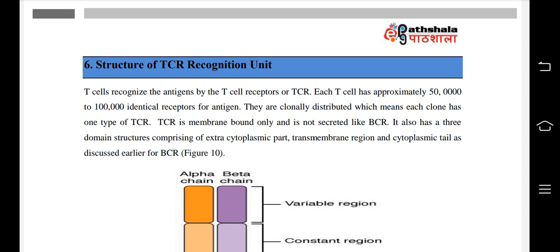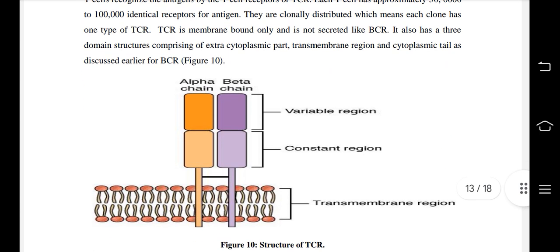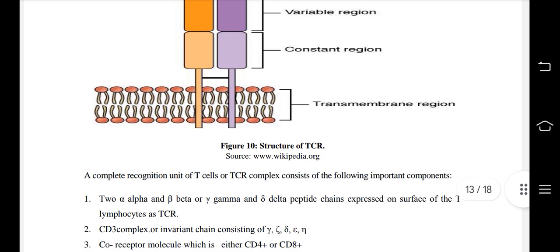TCR is membrane bound only and is not secreted like BCR. It also has a 3-domain structure comprising an extracellular part, a transmembrane region, and a cytoplasmic tail, as discussed earlier for BCR. Alpha chain, beta chain, variable region, constant region, transmembrane region.